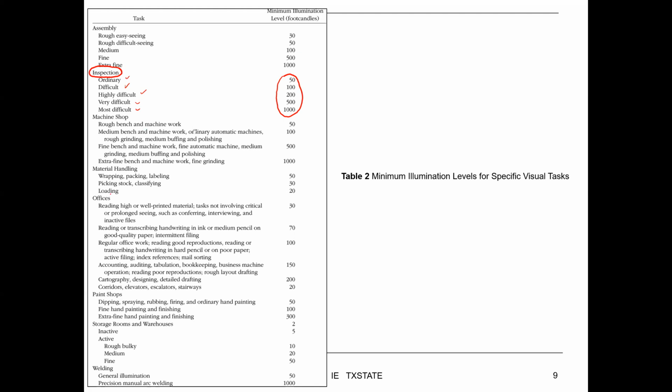Same thing for offices. Depending on the type of labor that you're performing in that office, you can find the level of illumination that will be needed. If you're looking at paint shops, storage rooms and warehouses, welding areas, material handling, machine shop, assembly, and so on.